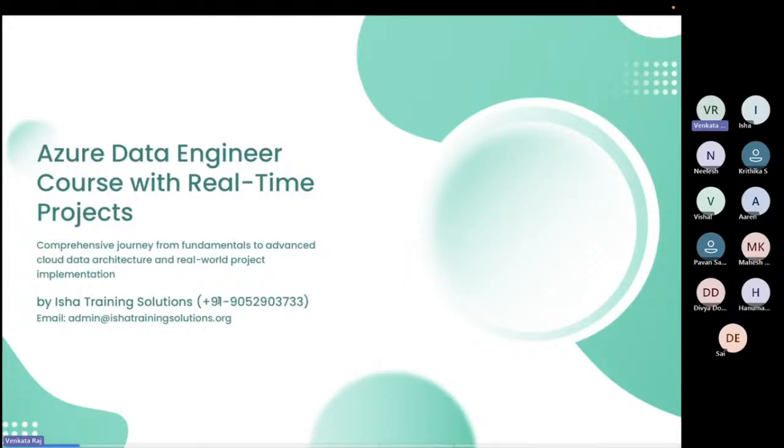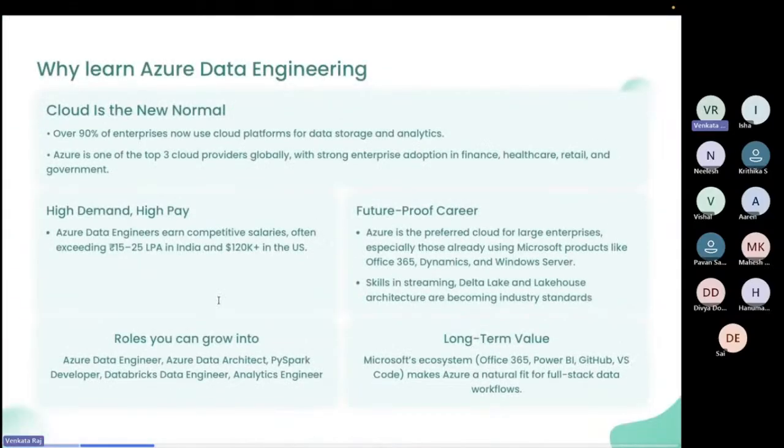So we are going to get started with why we have to learn Azure data engineering today. As most of you are already in the analytics field, you might already have a perspective about data engineering in general.